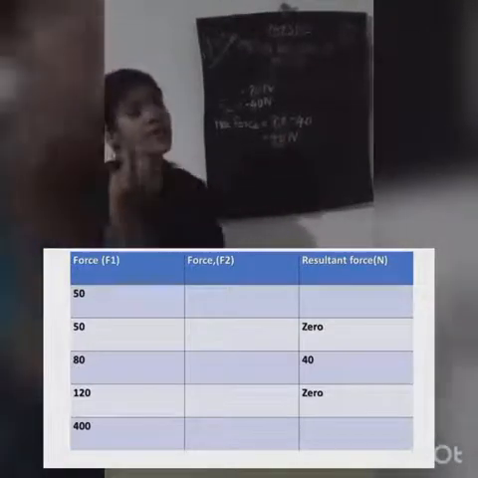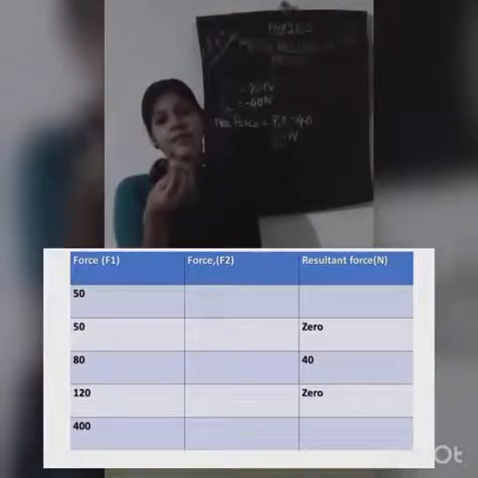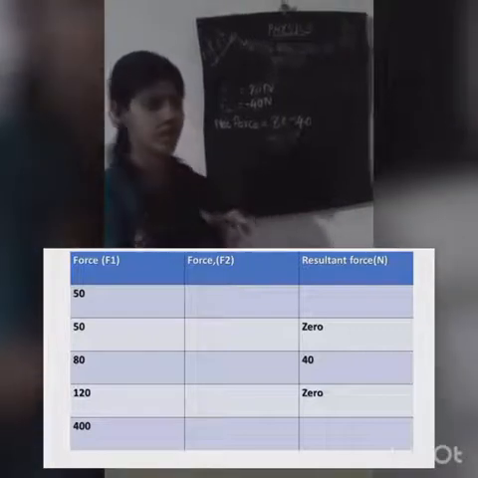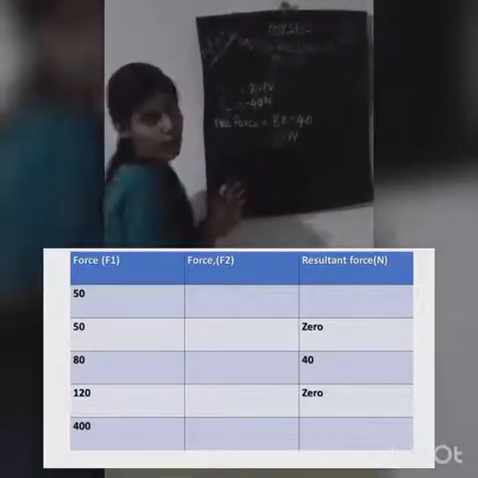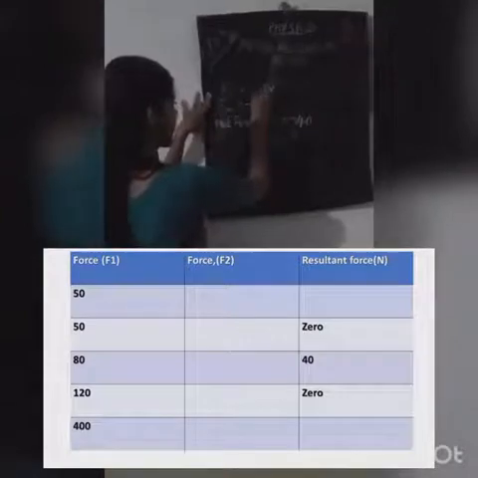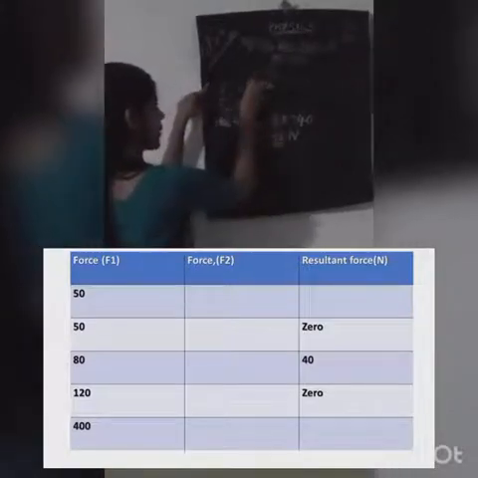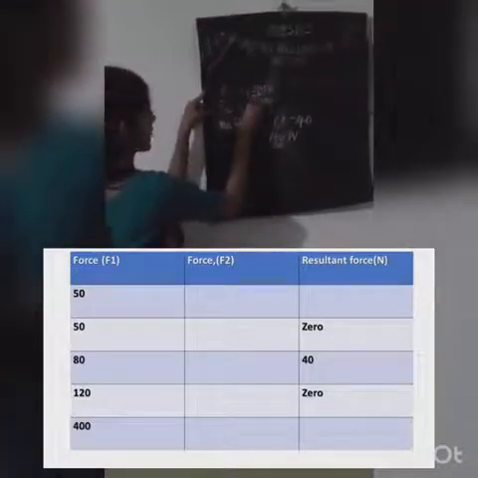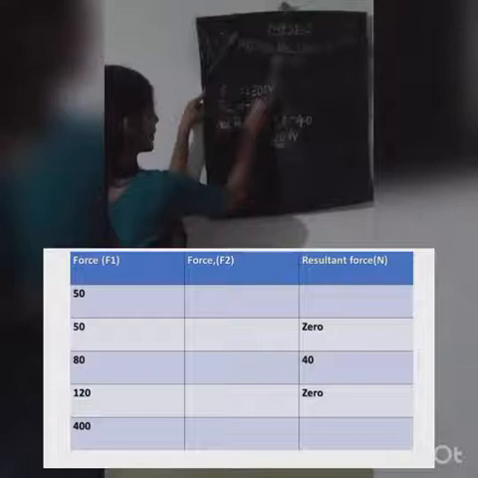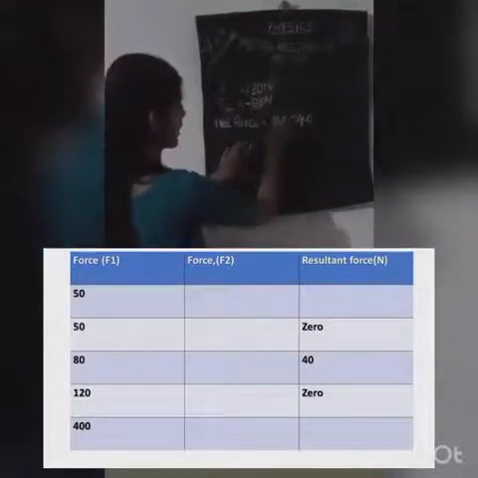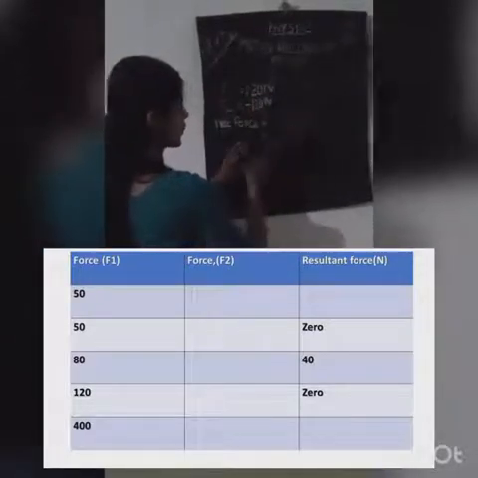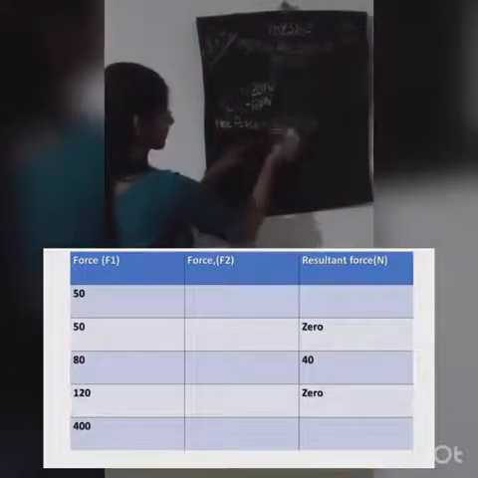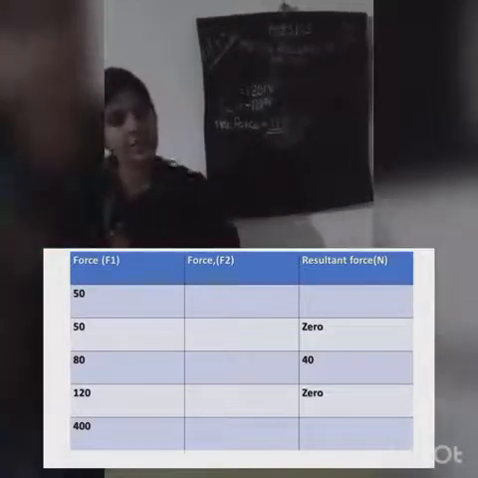And what about the fourth case? Yes, here F1 and F2 are applying equal forces in opposite directions. F1 equal to 120 Newton and F2 equal to 120 Newton, but F2 is applying in the opposite direction, hence there is a negative sign, and this negative sign gets cancelled and we get the answer as 0 Newton. 120 minus 120, 0 Newton. Okay, then what about the fifth case?